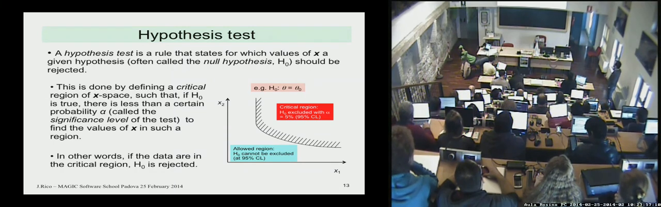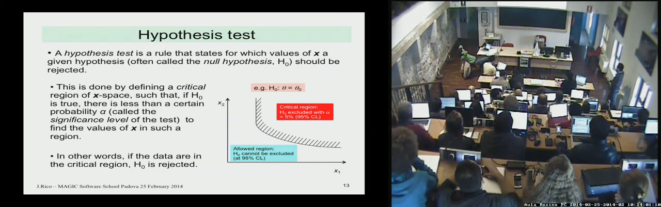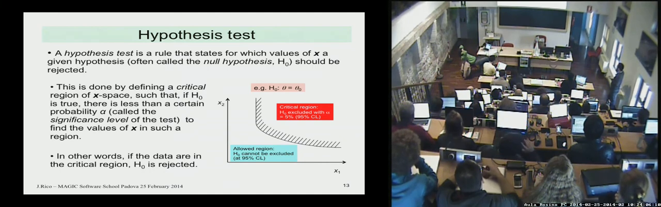We have this map here. This is our critical region because we have computed that the probability of getting our result in this region is less than 5%.